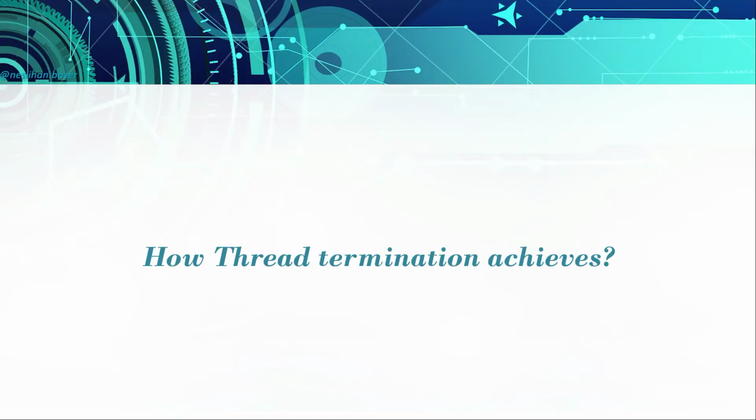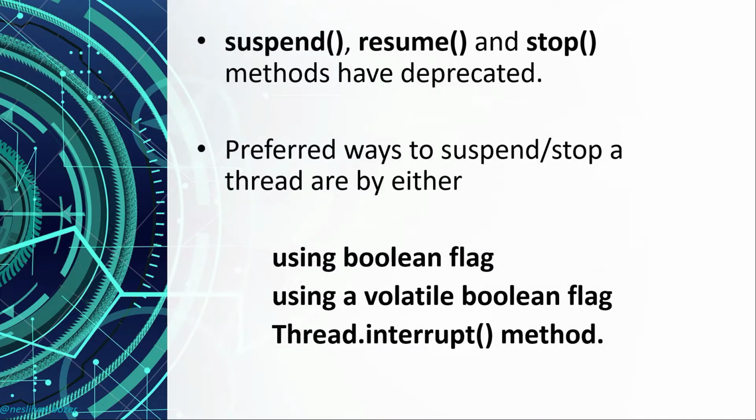How is thread termination achieved? A thread is automatically destroyed when the run method has completed its execution. Threads are also terminated when an unusual error occurs, like a segmentation fault or an unhandled exception. Also, there are some situations where we need to kill or stop the thread before it has completed its life cycle.